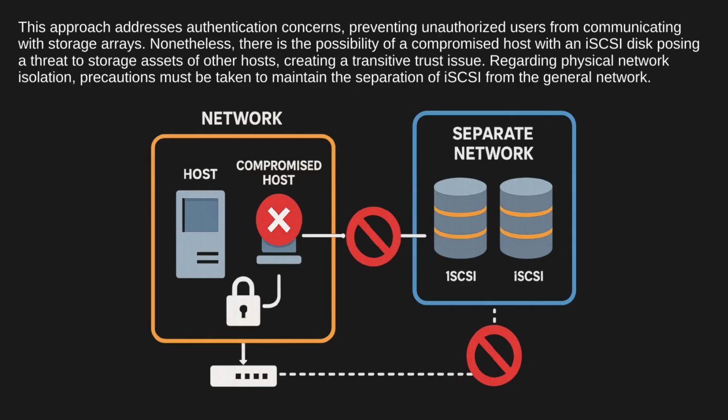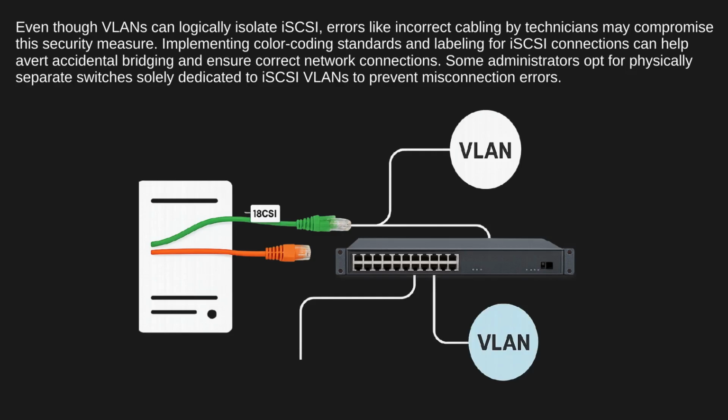Regarding physical network isolation, precautions must be taken to maintain the separation of iSCSI from the general network. Even though VLANs can logically isolate iSCSI, errors like incorrect cabling by technicians may compromise this security measure. Implementing color coding standards and labeling for iSCSI connections can help avert accidental bridging and ensure correct network connections. Some administrators opt for physically separate switches solely dedicated to iSCSI VLANs to prevent misconnection errors.